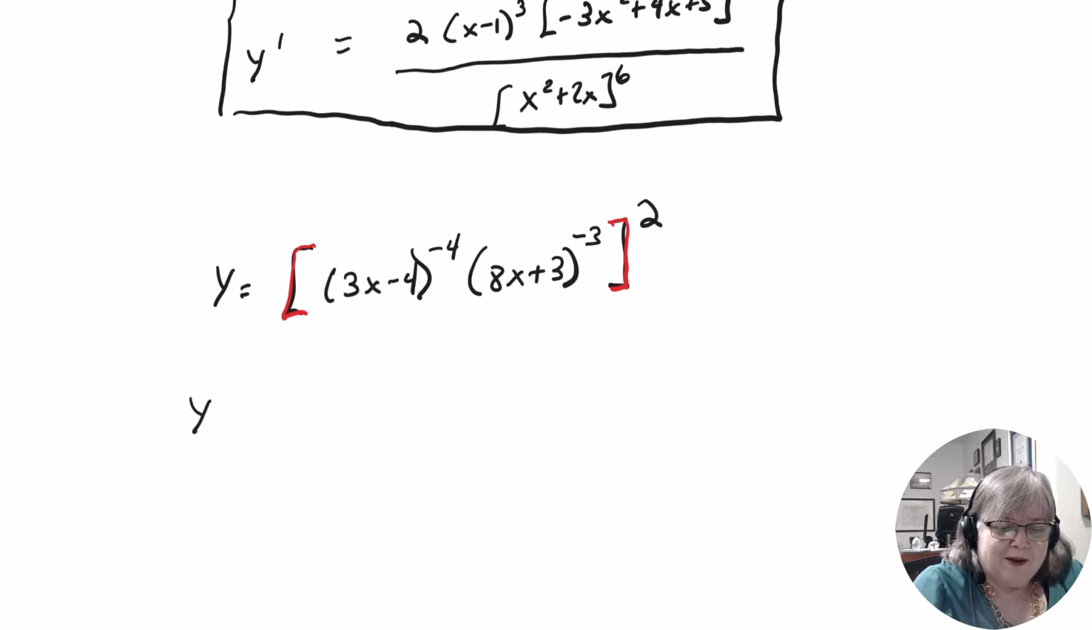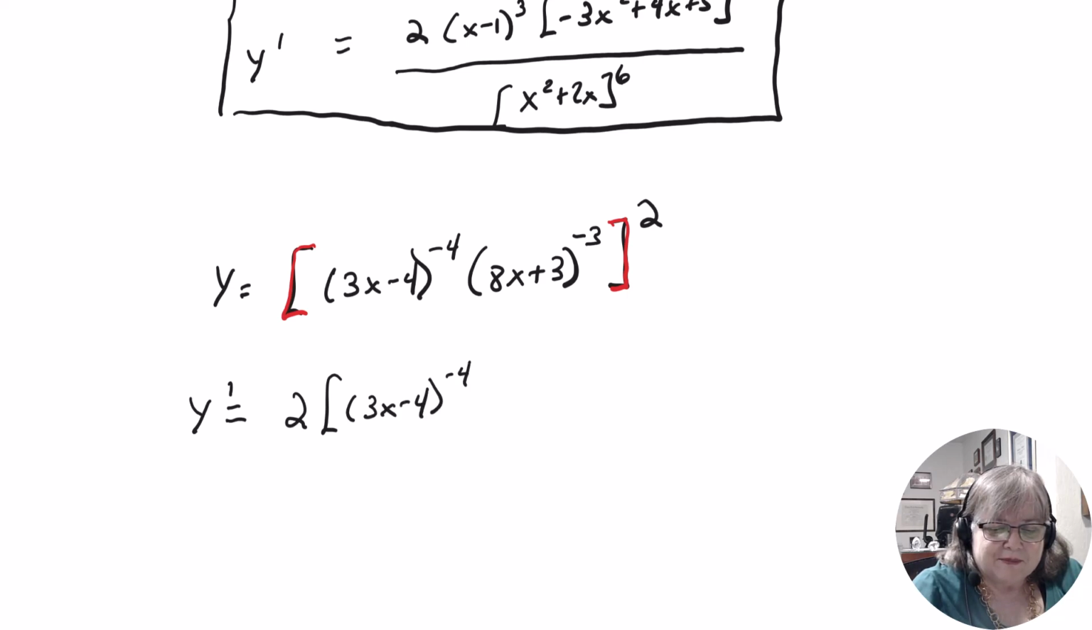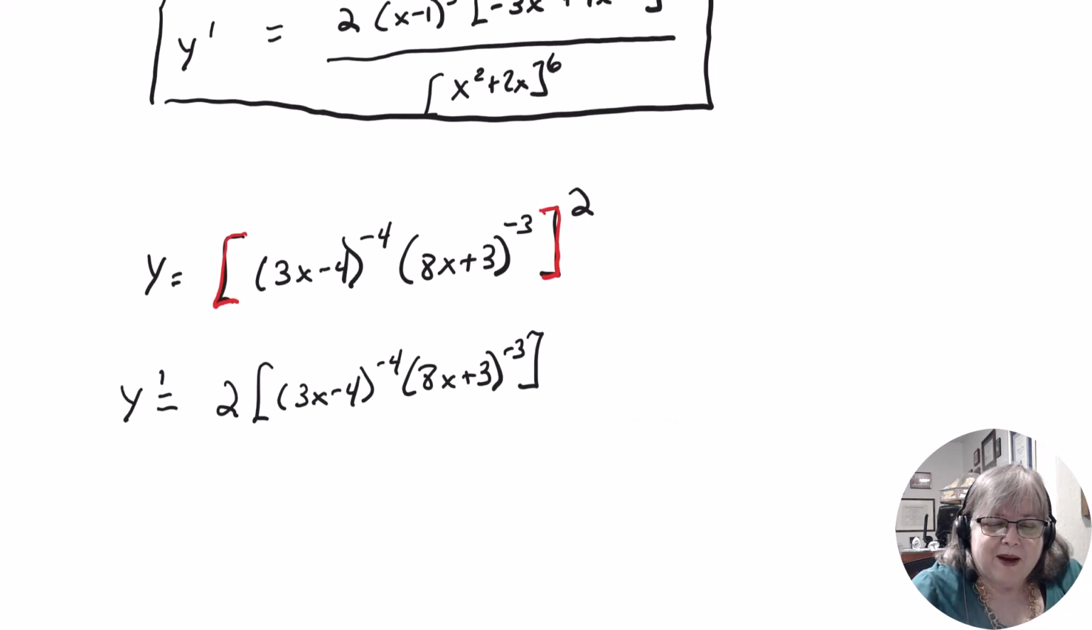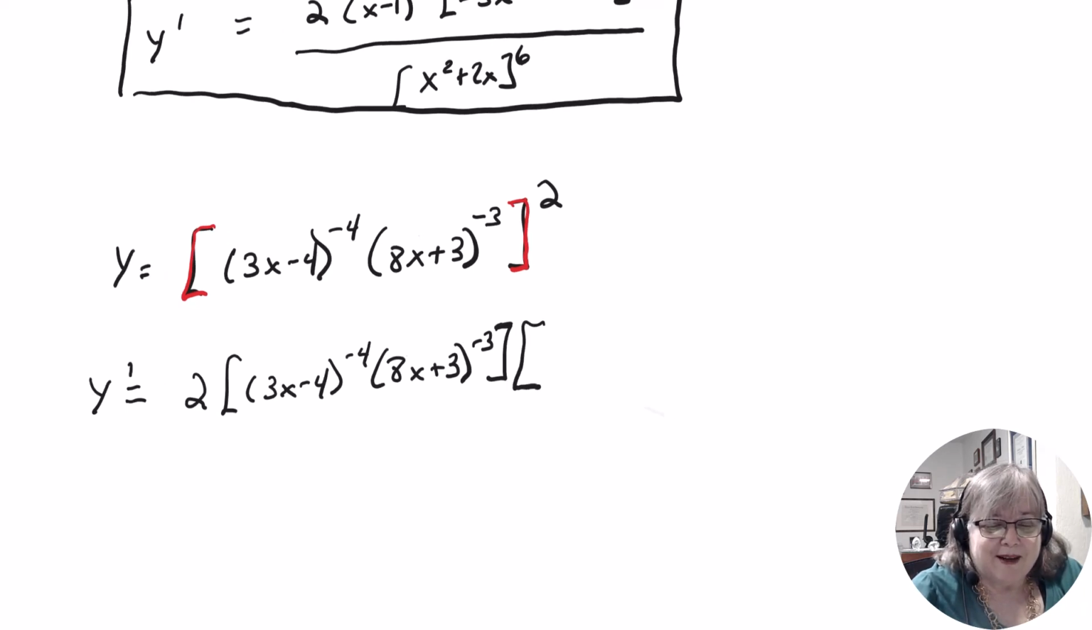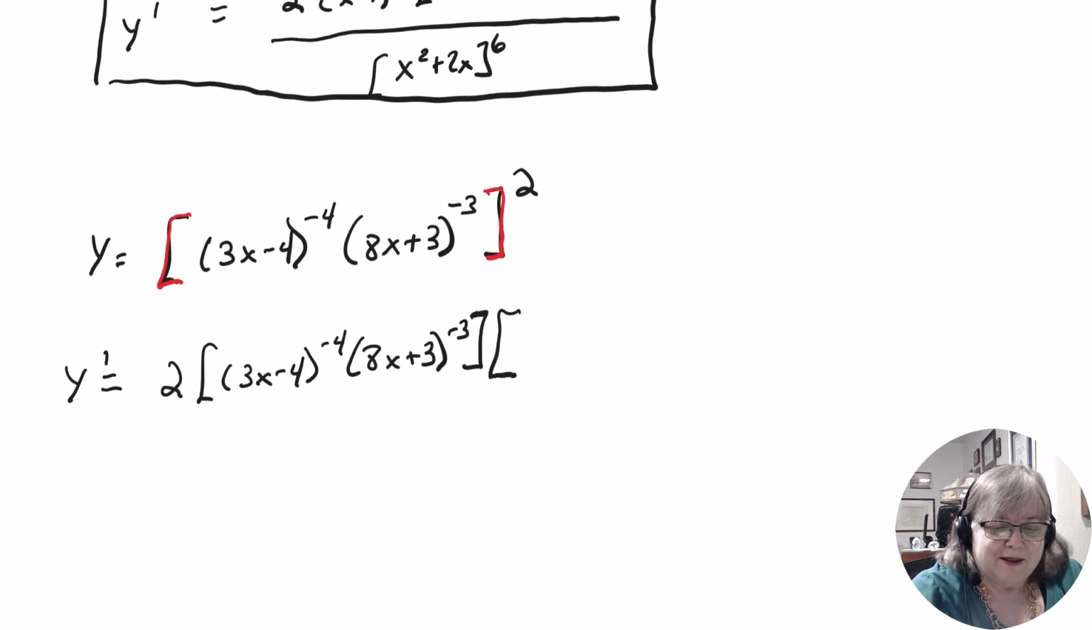So y prime is, to do the power rule, you bring the 2 down. You leave the inside alone, all of the inside. Take 1 off the power. Ready? Loop back in and take the derivative of the inside. And the inside is this product.